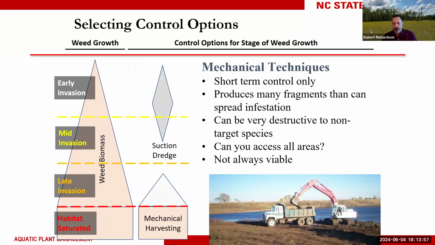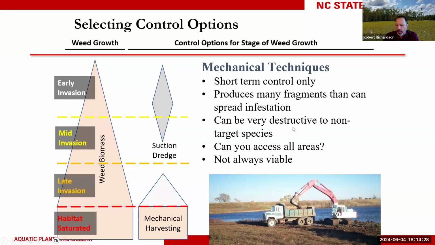Now, mechanical techniques are also available. So there are various mechanical techniques. Most of these are going to provide short-term control only. Some of these also can produce a lot of plant fragments, and species like Eurasian water milfoil can spread by fragmentation. Now, in your all's case, you probably have Eurasian water milfoil in most areas anyway, so fragmentation is not going to be a huge deal. But if you did have other species or new species, fragmentation can help spread those along.